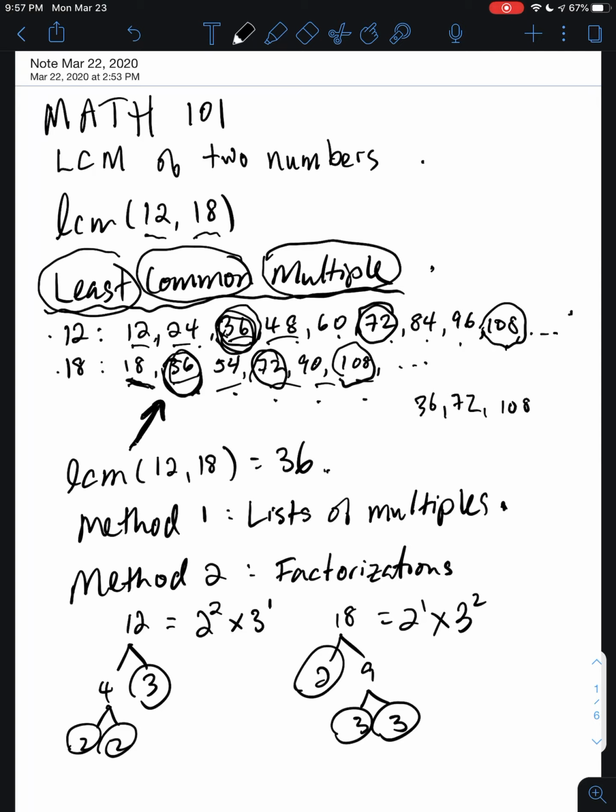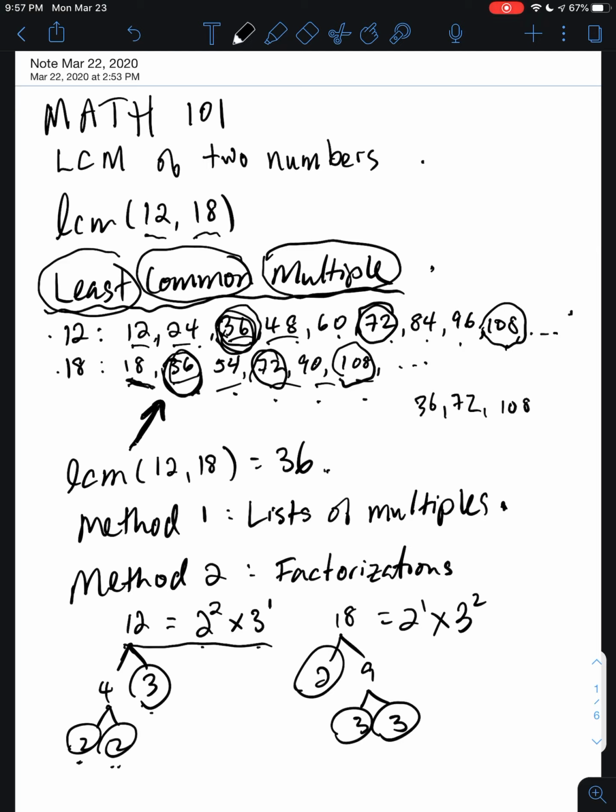In our case, 12 is easily factored. I made a factor tree here, so 12 I factored into 4 times 3. 3 is prime, I circled it. 4 factors into 2 times 2, they're both primes. And so in my factorization, there are 2 2's and 1 3. So 12 is 2 to the power 2 times 3 to the power 1. And that is my factorization of 12.